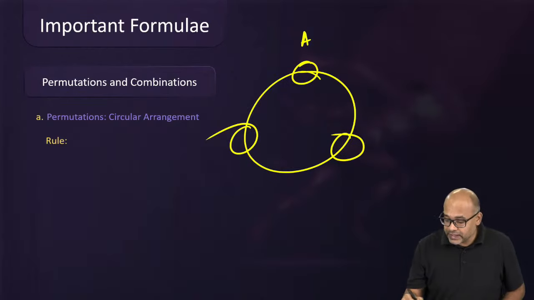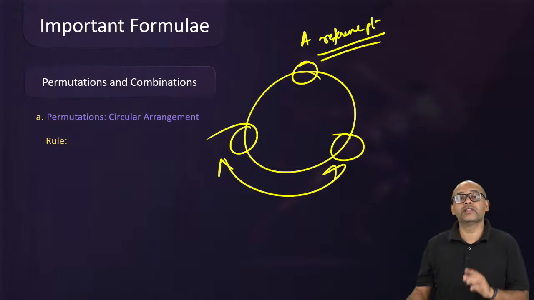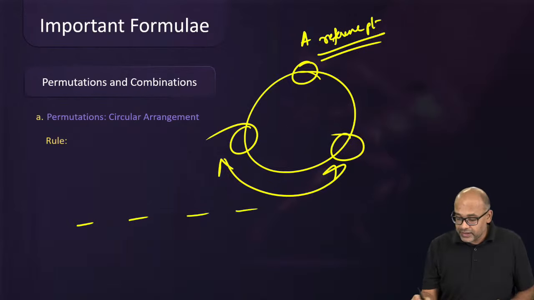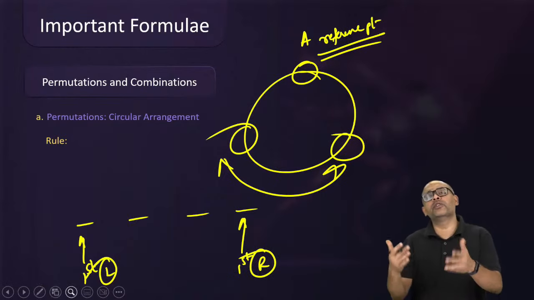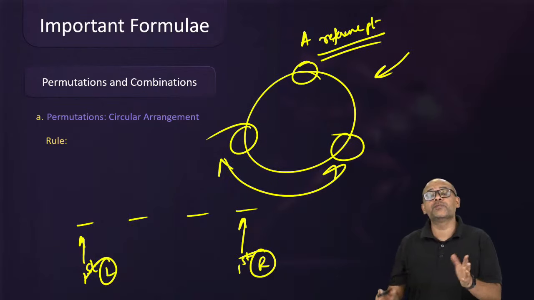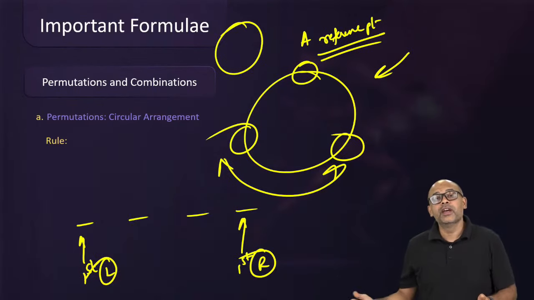Once this person is sitting, now you have 2 chairs. You have a reference point. So the problem with a circle and a straight line is, in a straight line, whether anybody is sitting or not, this is called first from left, this is called first from right. The reference is left and right. Everybody knows what is left and right. But when you come to a circle, the reference point is gone. If I ask you what is the first chair, there is no point. Anything can be called first.